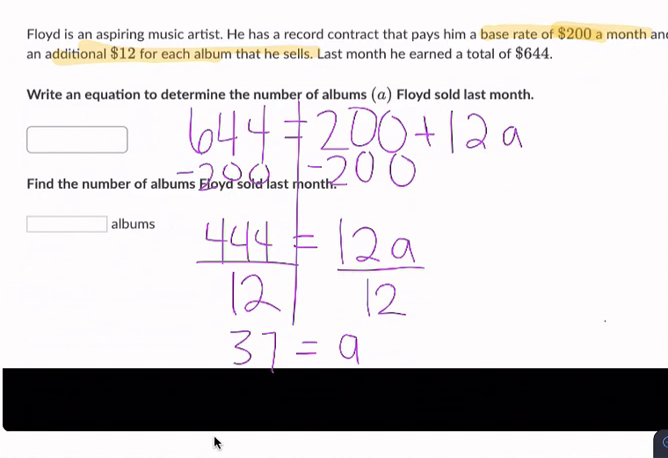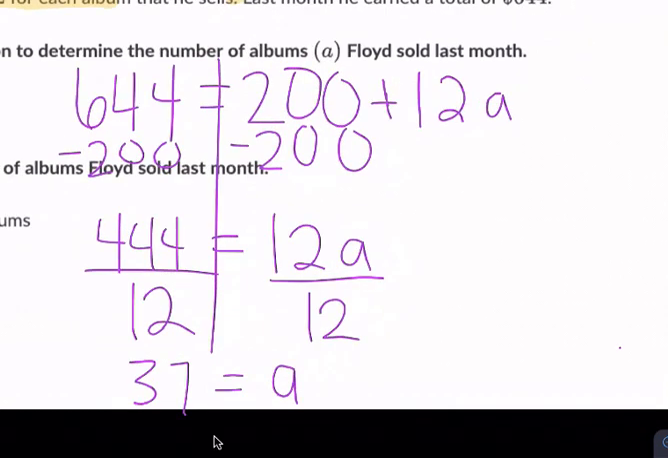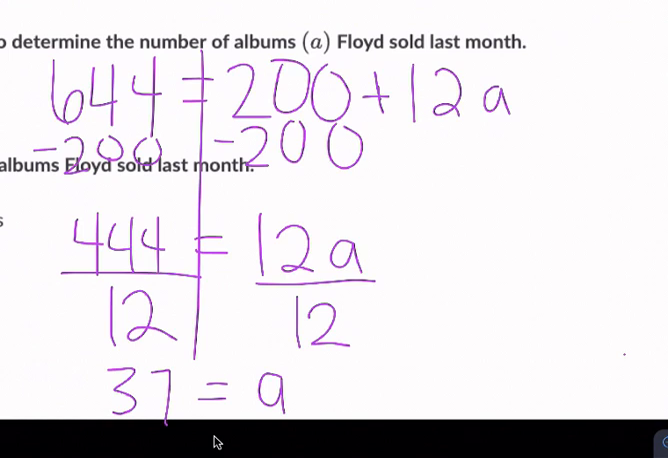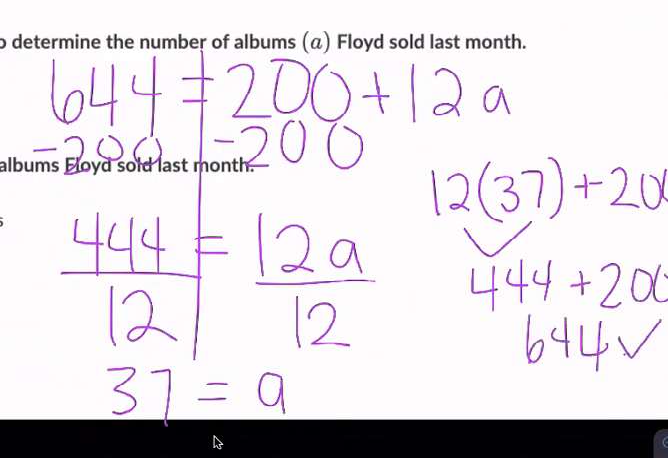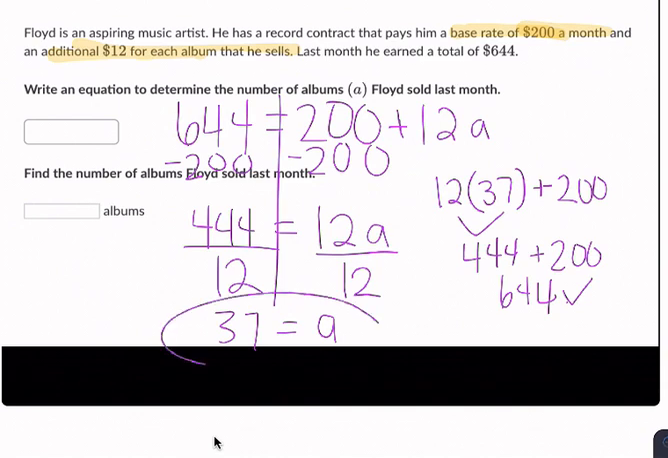37 albums. To make sure we are correct, we do 12 times 37 and add 200 to see if we get 644. So double checking my work, 12 times 37 is 444 plus 200 equals 644. So we are correct. A equals 37.